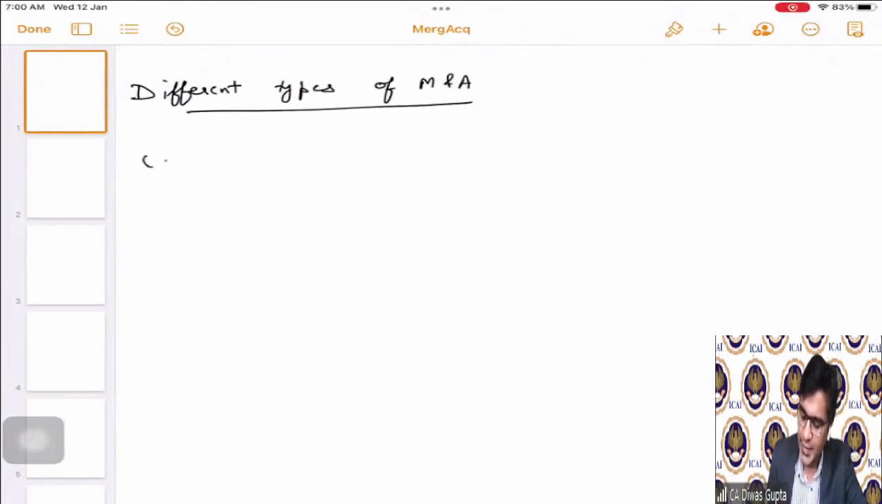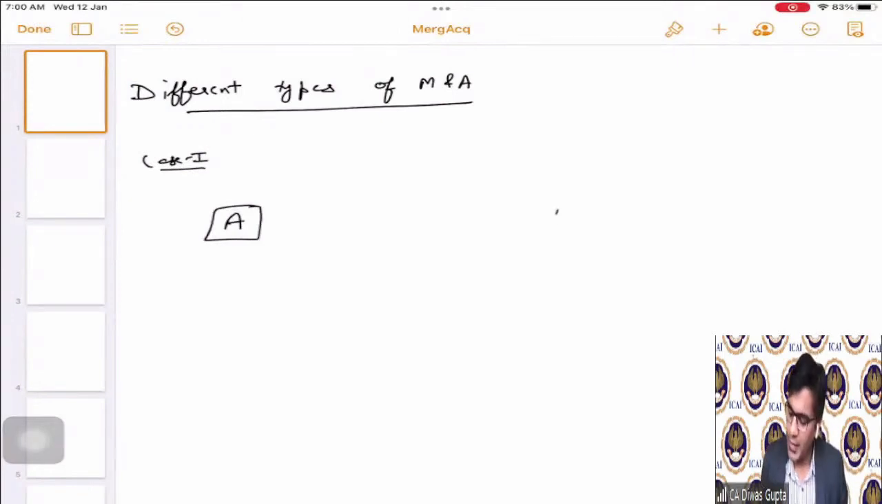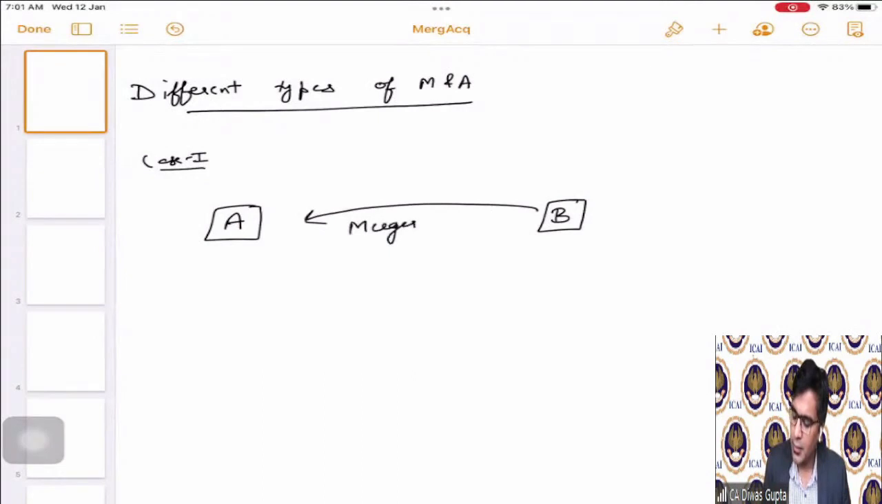the first case that can be seen is, for example, there is a company called A and there is a company called B. And this is the most common example, which is used in a lot of questions as well. So what we say is that A and B are two separate companies before merger. After merger, B merges into A. So B merges into A.